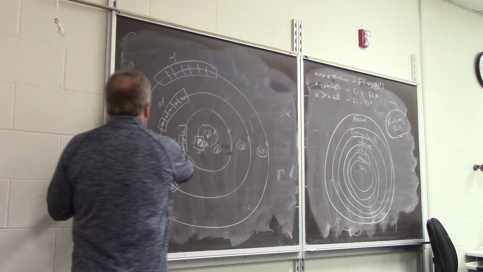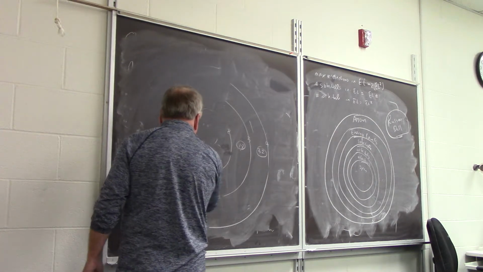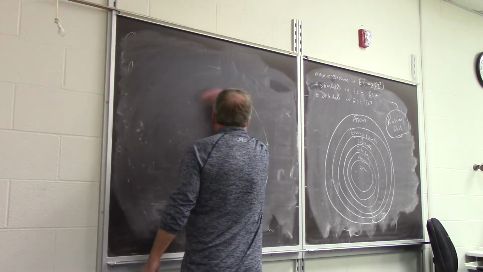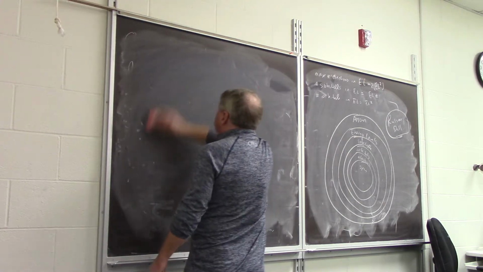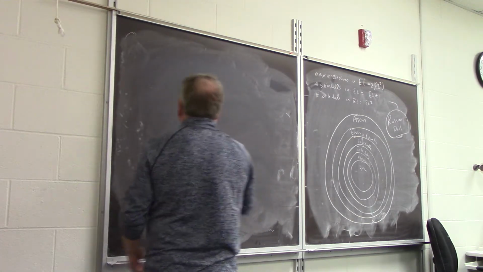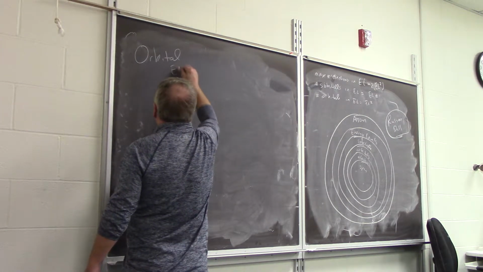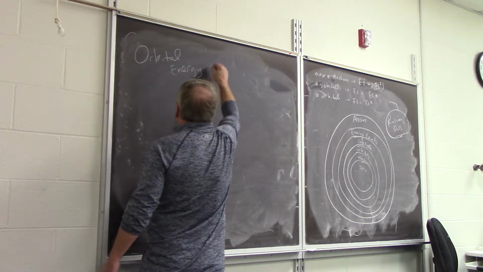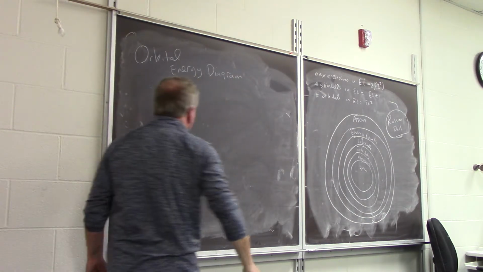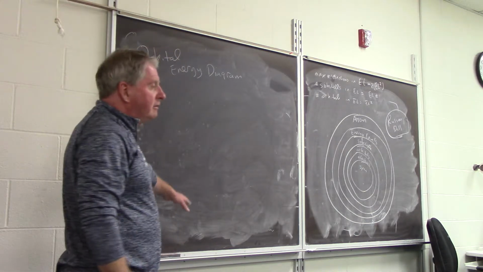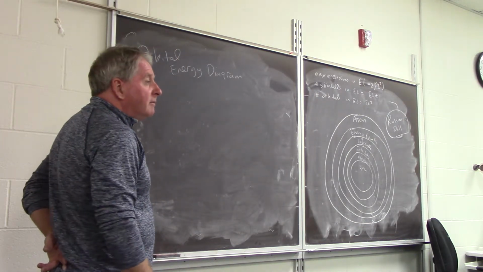All right, what I'm going to do is clean this up. I don't want to draw circles anymore, at least not now. And I want to demonstrate this using another method. All right, orbital energy diagram. It's another way to describe this. It'll make it a little bit cleaner and show us what we need.